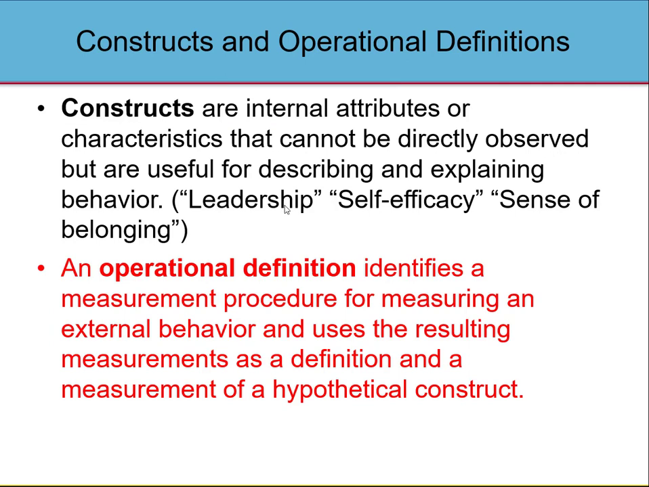Okay. So really quickly, we talked about this last semester, but I just want to go over it again. Constructs are internal attributes or characteristics that cannot be directly observed, but are useful for describing and explaining a behavior. For example, leadership or self-efficacy or sense of belonging. I can't just look at you and say, you have good leadership skills. I would have to measure it. So I have to operationally define, which identifies a measurement procedure for measuring an external behavior, and then uses the results of the measurements as a definition and measurement of a hypothetical construct.